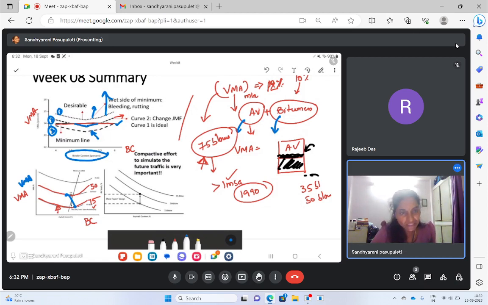And what happens if I design for higher traffic? That means in the field only 50 blows will be coming. That means lesser traffic will be coming. But I have designed it for 75 blows. Then what will happen? Let us say I expected that 1000 vehicles will come, but only one vehicle has come. Then whatever the compaction I am expecting, that compaction will not happen.